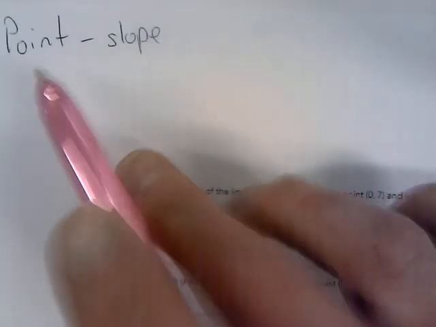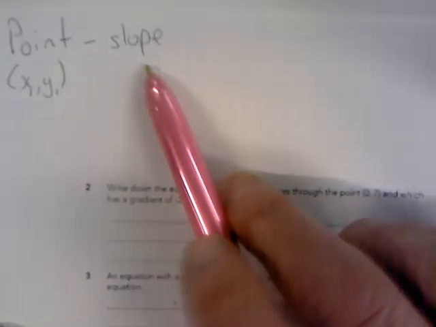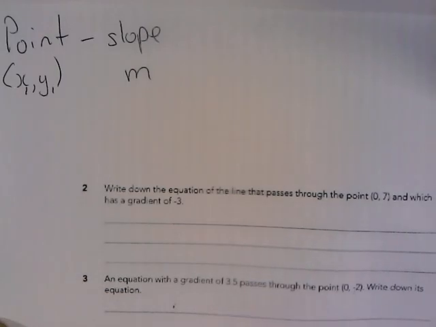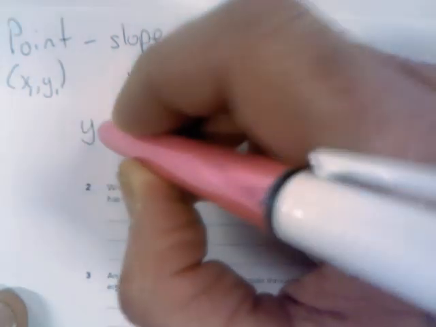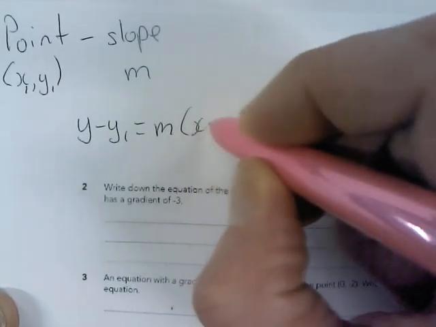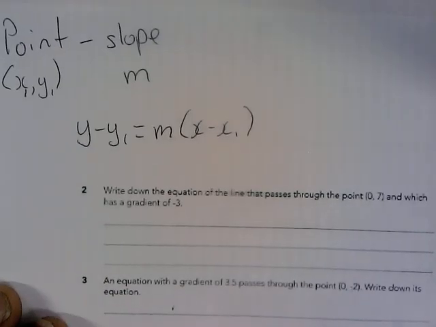Now the point that we are going to have is x comma y, and since it's only one point, it's going to be x1, y1. And we also know the slope of the line, that is the letter m. Those two pieces of information are going to be used in y minus y sub 1 equals m times x minus x sub 1. Let's have a look at our first patai.